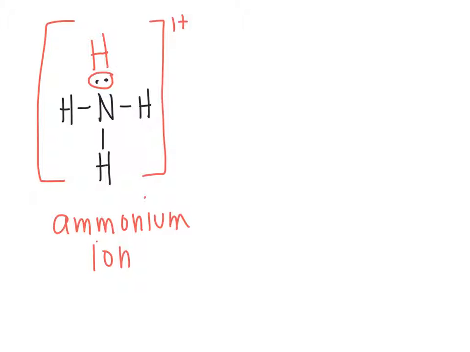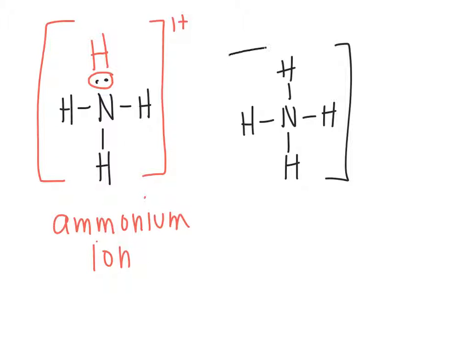Now the only thing is we don't know which one of these bonds is the coordinate covalent bond. There's no difference in appearance between any of the covalent or the coordinate covalent. So this is your Lewis structure for your ammonium ion.